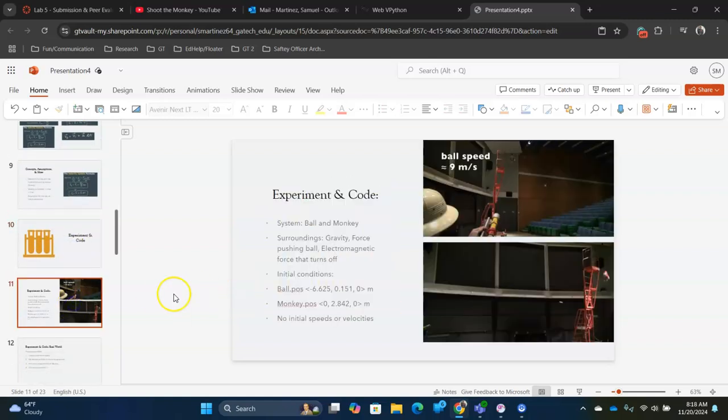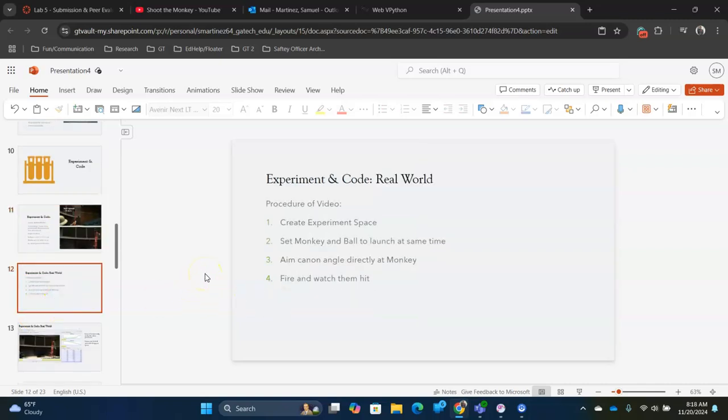Experiment and code. Here are some screenshots from the YouTube video, the ball speed being 9 meters per second. We're taking the system to be the ball and the monkey. Surroundings are gravity, the force pushing the ball from the cannon, and the electromagnetic force that turns off. So the monkey is being held up on this tower by a sort of electromagnetic pad, and there's a switch to launch the ball and drop the monkey at the same time. These initial conditions are the initial positions, pulled out of the Tracker application, and I'm assuming no initial speeds or velocities.